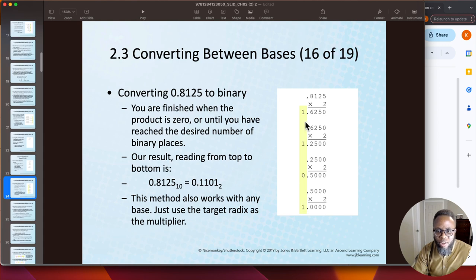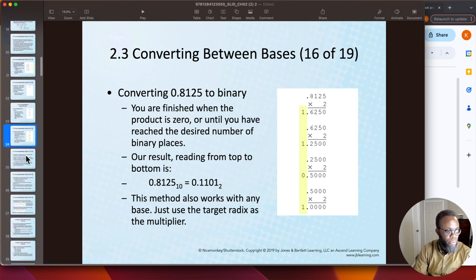No, you start from up here, 1102. So you're really converting 0.8125 in base 10 to base 2 using the multiplication method. So there are lots of examples on YouTube that can demonstrate this.